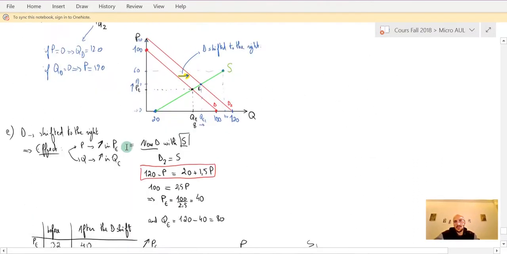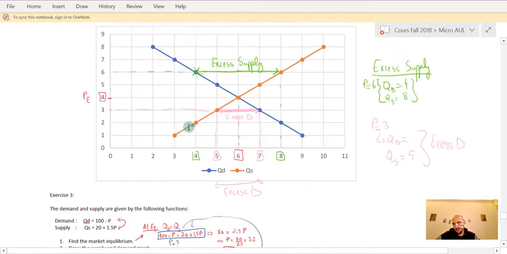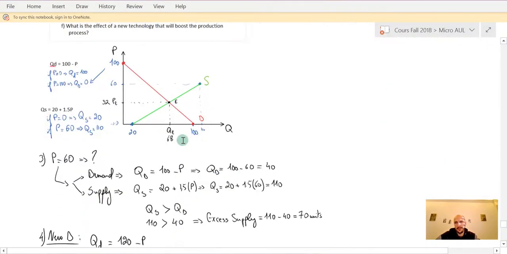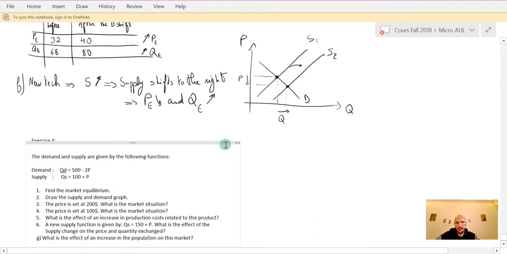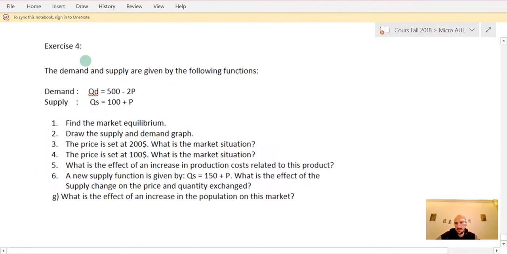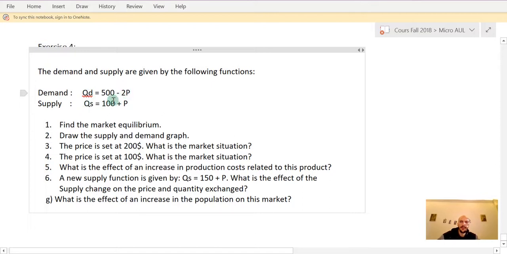Okay, so that's it for this question. This is exercise 3. You can now do the same for exercise 4. It's almost the same thing, almost the same questions. So we will be doing it a bit quickly.